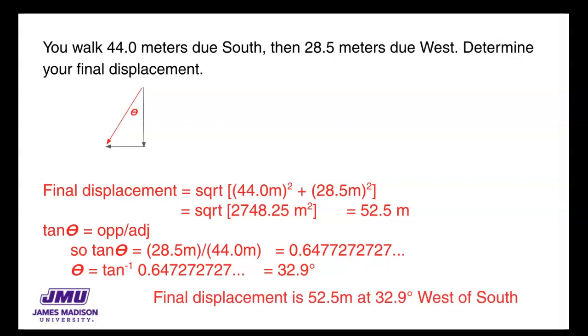So here's how we communicate our answer then. The final displacement is 52.5 meters at 32.9 degrees west of south. I want to emphasize that if you weren't sure how to say west of south versus south of west or something like that, the fact that you've said theta is 32.9 degrees and your drawing clearly shows that this is theta, to me that is a good communication that you understood this, and I would give you full credit for that, even if you hadn't included west of south as part of it here.